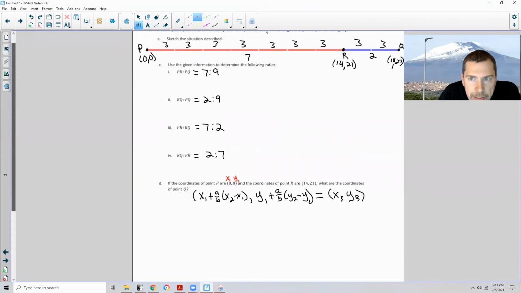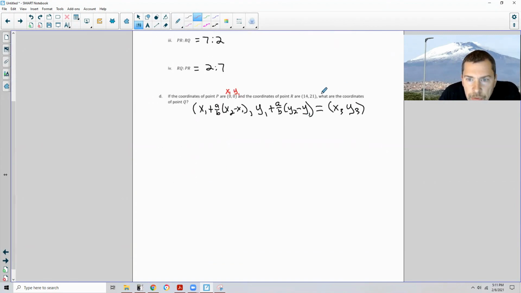So if I look back over my diagram, actually it's a segment PQ. If the coordinates of point P are 0, 0, and R is 14, 21, R is actually our x3, y3 we were trying to find. So this is x3, comma, y3. And the coordinates of point Q would be our x2, comma, y2. Okay, the endpoints are 1 and 2, and the point in between I'm calling 3.